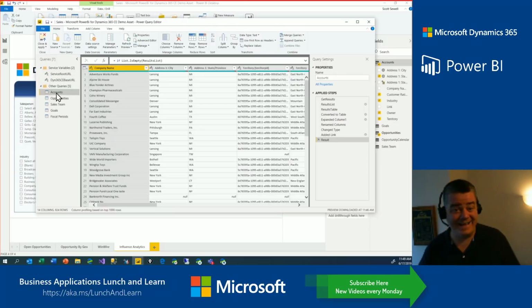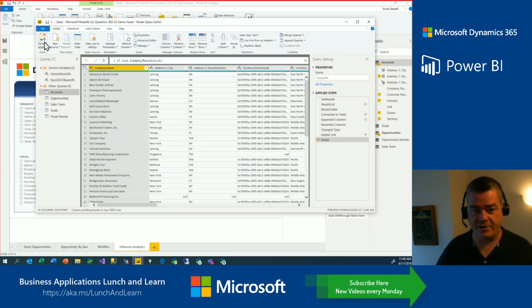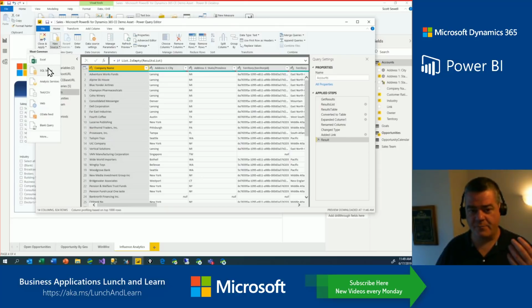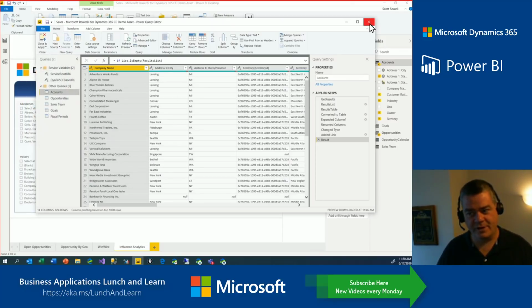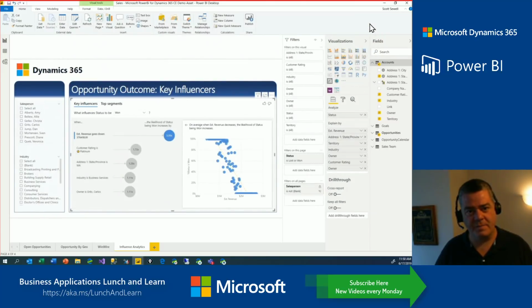Bring that in, and I could easily say I need to add a new source of data and point it to either Excel or to one of the 260-something connectors we have. We can point to all kinds of different sources, whether it be SQL tables or SAP HANA data. Bringing that together is one of the real strengths of this tool, especially when it comes to a Dynamics implementation.